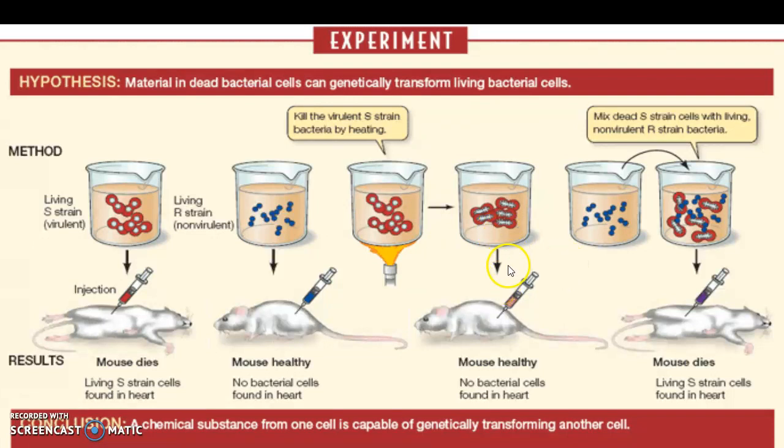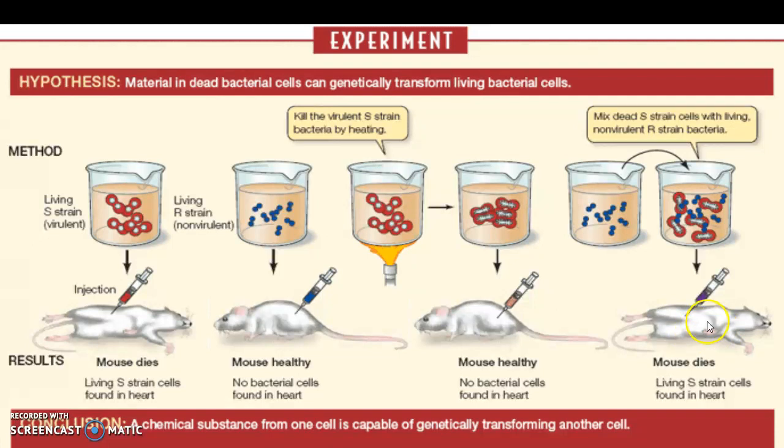But the really interesting thing happened when Griffiths mixed this nice R strain bacteria, which didn't make the mouse sick, with the dead S strain cells. With those two mixed together, two things that wouldn't kill a mouse, right? The R strain by itself didn't kill the mouse. The dead S strain cells by themselves didn't kill the mouse. But when they were mixed together, the mouse died.